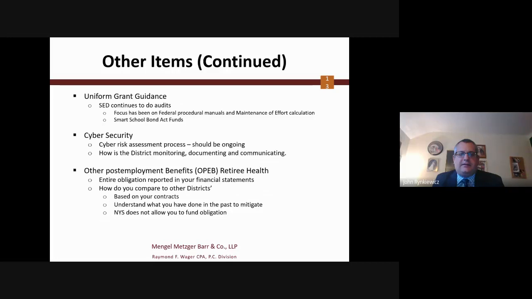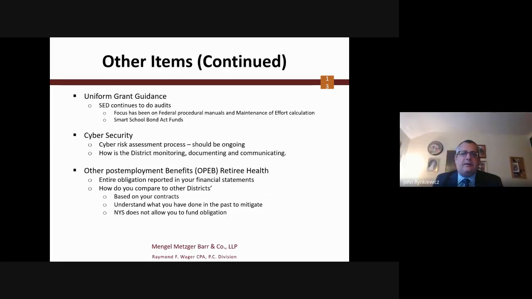Uniform grant guidance. So the state comptroller is out there doing audits for your federal monies. And I know we talked about this back in the fall in our last year audit, these procedural manuals. So if you're going to be subject to any of these audits, they're going to be looking for these written procedural manuals on how the district addresses compliance with its federal grants and the requirements of those. Also, your maintenance of effort calculation in your Title grant programs and your special ed programs. So this is the amount of spending that the district does already without the federal monies. This is a calculation that shows that the district isn't reducing spending just because it's getting additional federal money.